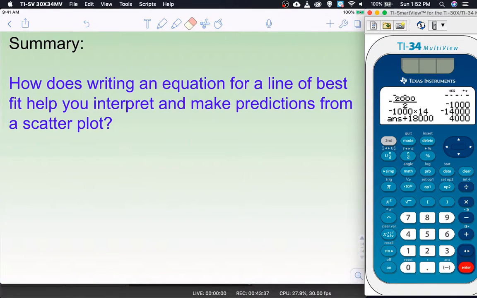All right, summary. So how does writing an equation for a line of best fit help you interpret and make predictions from scatter plots? Go ahead and pause the video, think about it, and then we'll continue in just a minute.